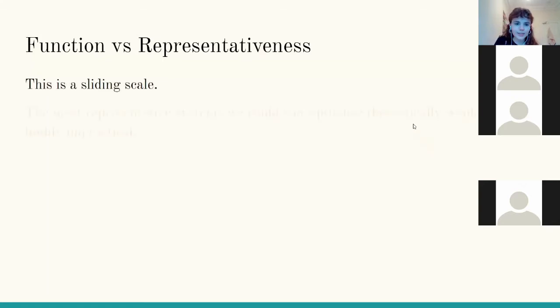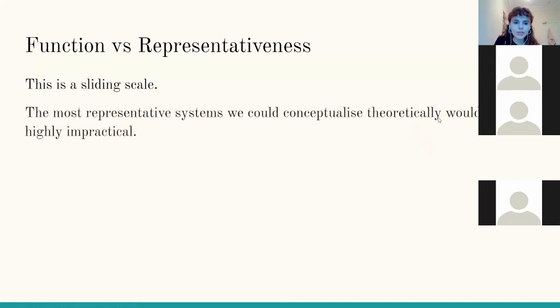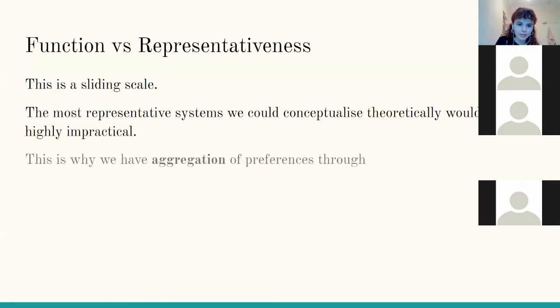Okay, so then on to the next thing, which is on function versus how representative the government is. This is kind of a sliding scale. So the most representative systems we could conceptualize theoretically would probably be highly impractical, which is why we have an aggregation of preferences through things like political compromise.